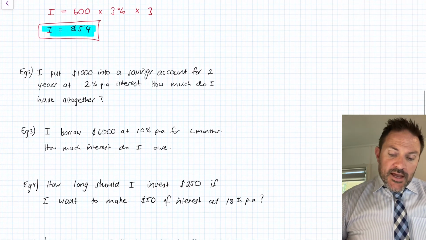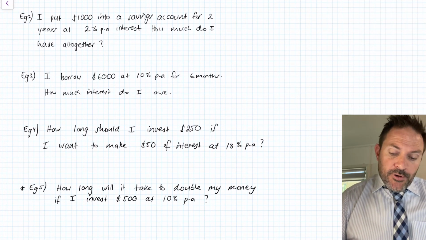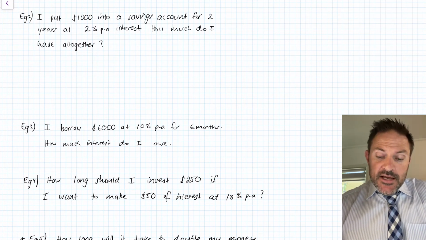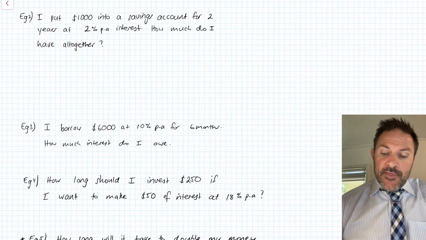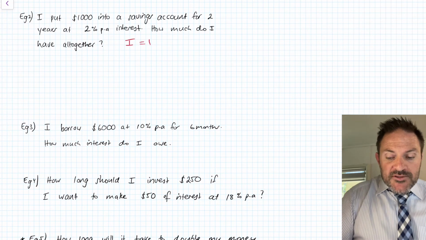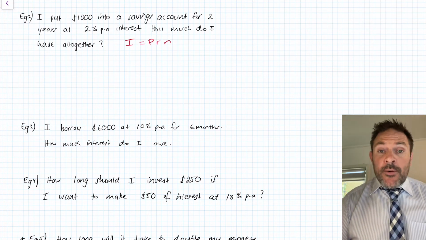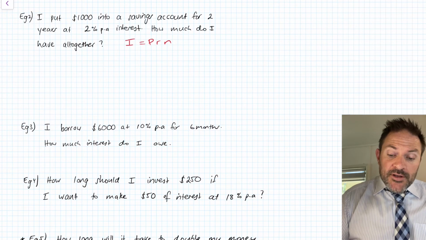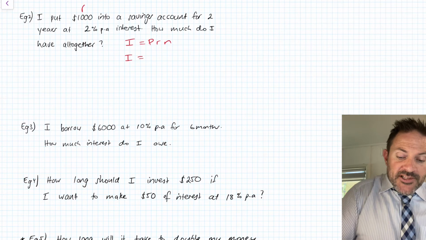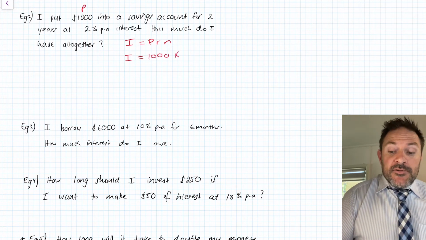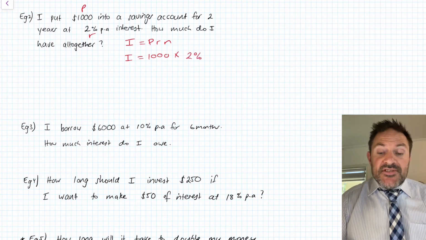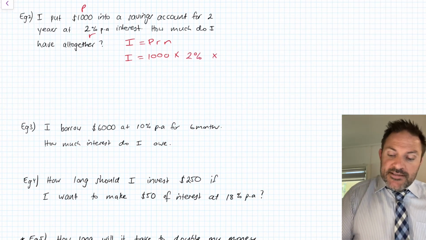All right. Example 2, I put $1,000 into a savings account for 2 years at 2% interest. How much do I have altogether? Well, no mention of compound or anything else, so I'm going to think I equals PRN. I write it down every single time, guys. Now, I'm looking for simple interest because I'm not given the simple interest. So I'm going to put I equals, the principal is the $1,000. Beautiful. The interest rate, well, that's the 2%. So I'm going to put in 2% or 0.02. I'm going to put the number of years, and that's 2 years.